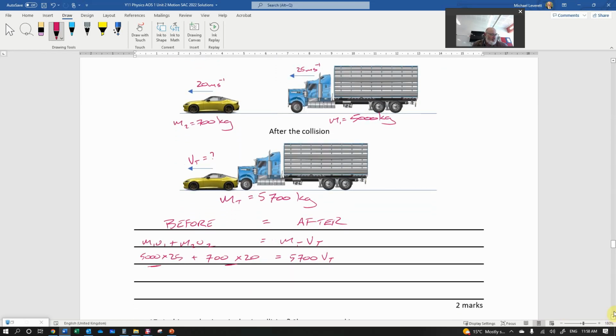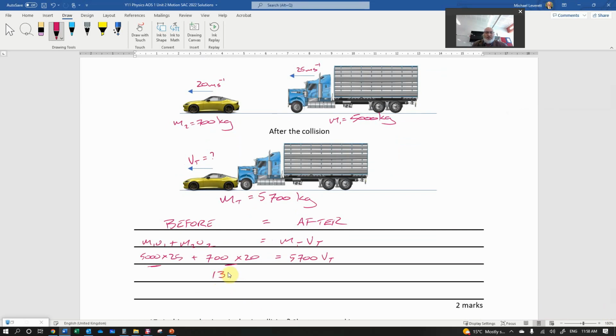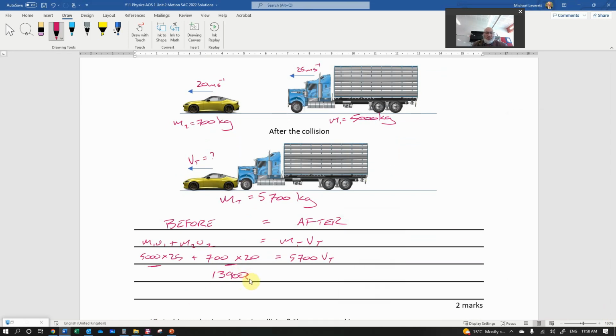So calculating that, calculator, there it is, 5,000 times by 25 plus 700 times by 20 is equal to 139,000. Forgot a zero, is equal to 5,700 VT. Divide both sides by 5,700.